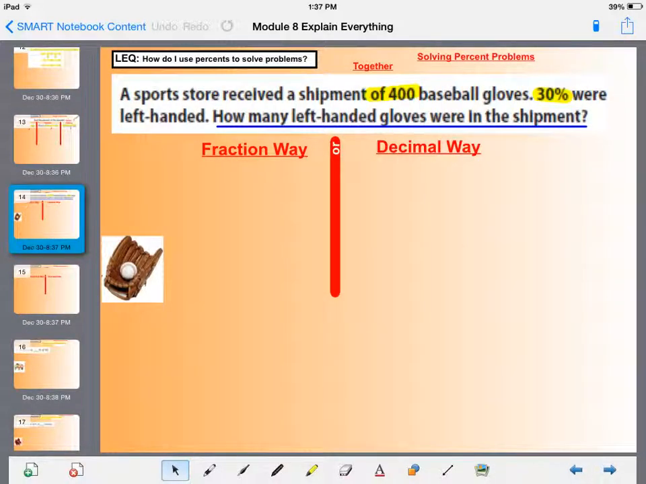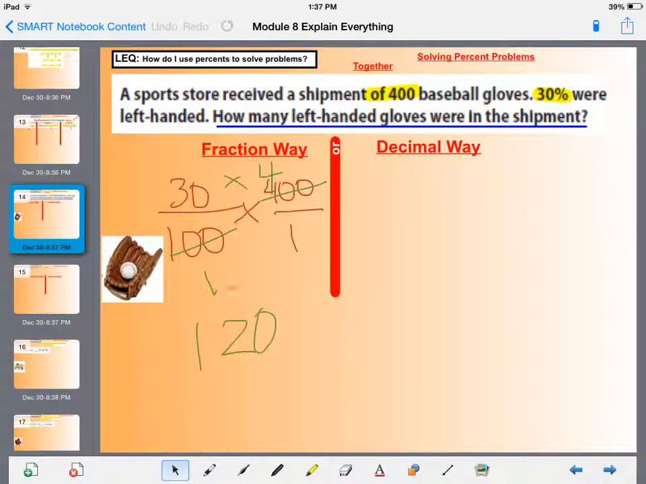Another example here, we're given a sports store received a shipment of 400 baseball gloves, and 30% were left-handed. So they're asking me how many left-handed gloves were in the shipment. Well, we can do this either the fraction way or the decimal way. Let's go ahead and do the fraction way first. So the fraction way, 30%, percent is always out of 100, so it's 30 over 100, of means times 400. The fraction way is actually really simple. 100 goes into 400 4 times, and so 30 times 4 is 120 gloves from the 400 baseball gloves were left-handed.